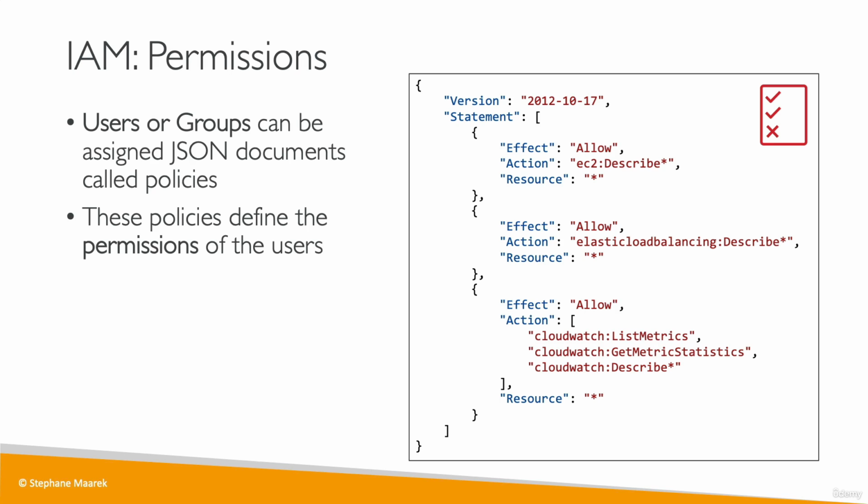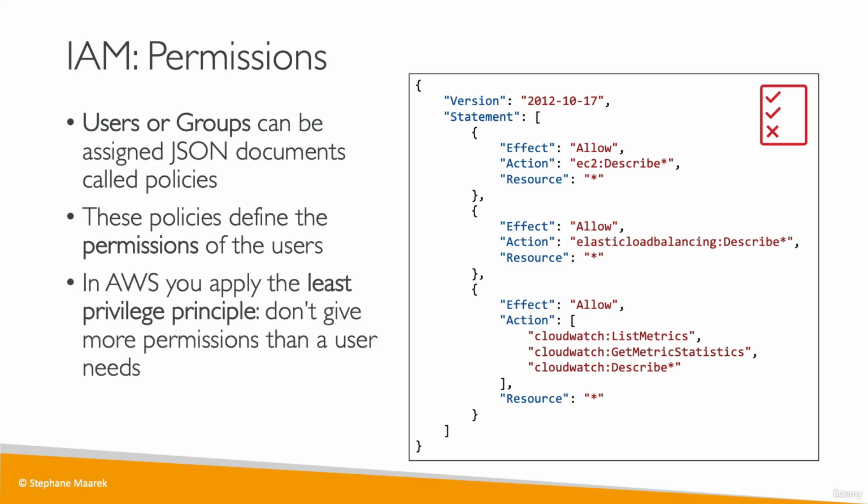And so in AWS, you don't allow everyone to do everything. That would be catastrophic because a new user could basically launch so many services and that will cost you a lot of money, or this would be a problem for security. So in AWS, you apply a principle called the least privilege principle. So you don't give more permissions than a user needs, okay? So if a user just needs access to 3 services, just create a permission for that user.